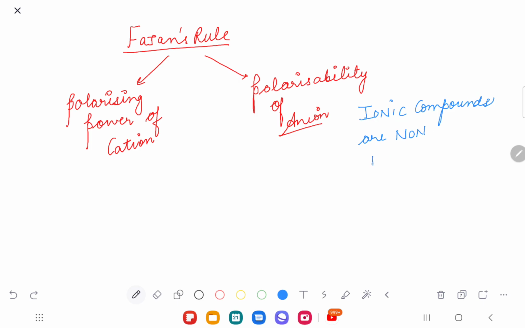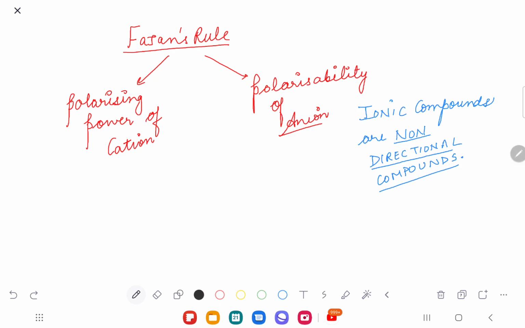So ionic compounds are non-directional. I will teach you so much of ionic compounds, Mark, that up till university level, you will know everything about ionic compounds. So ionic compounds are called non-directional compounds. Non-directional means what, Mark?